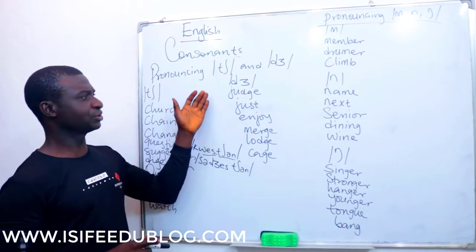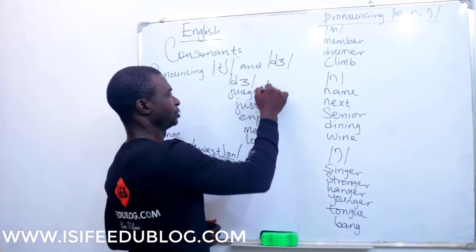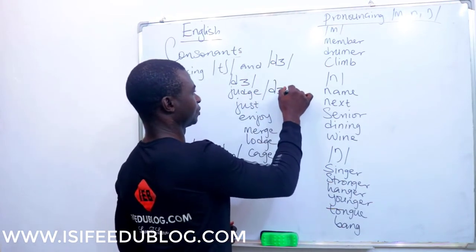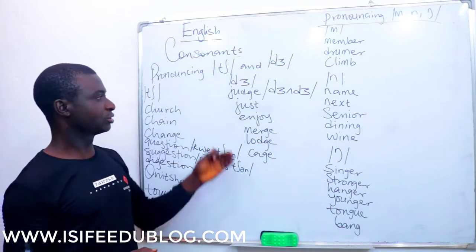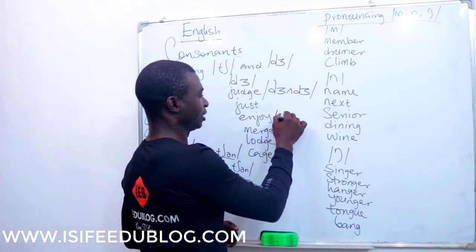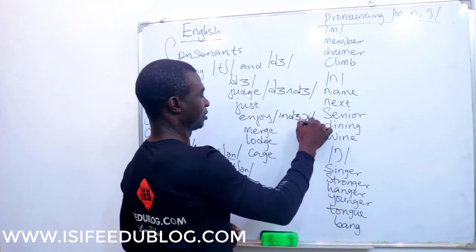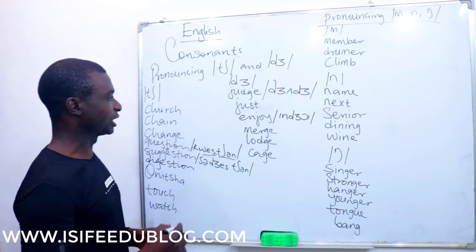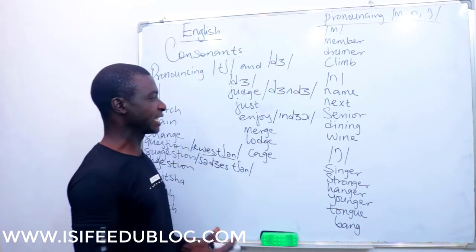Let's take J. Find it in judge. Just. Judge. Right? Judge. Just. Enjoy. Now, most of us will say enjoy with an S sound. No. The J is the sound here, not S.